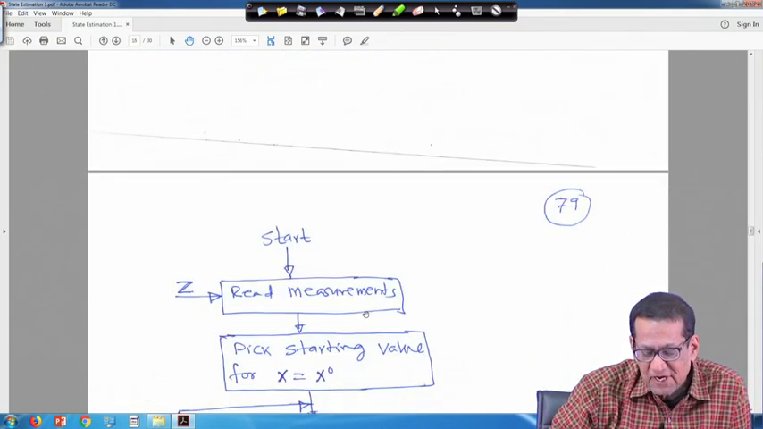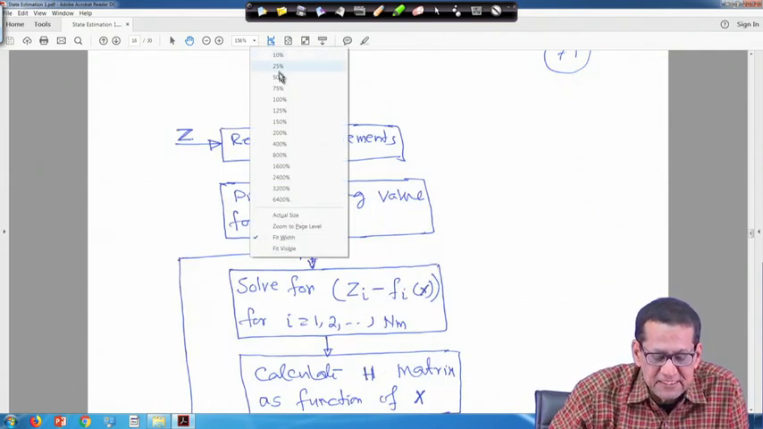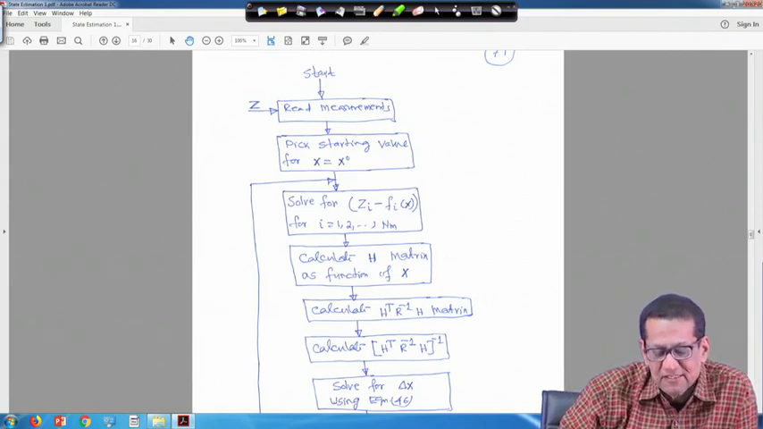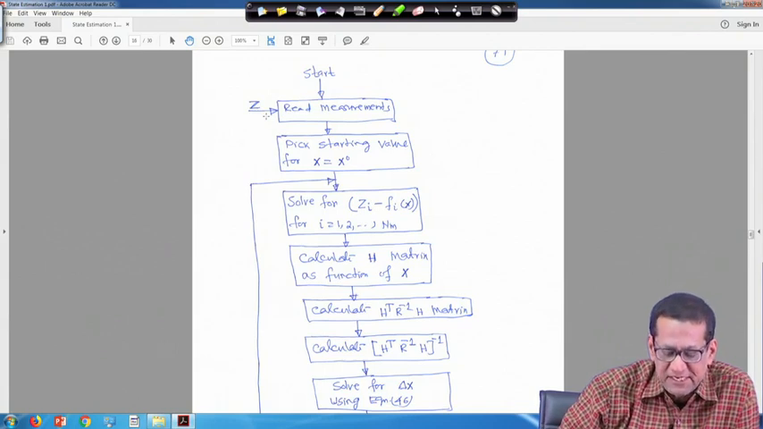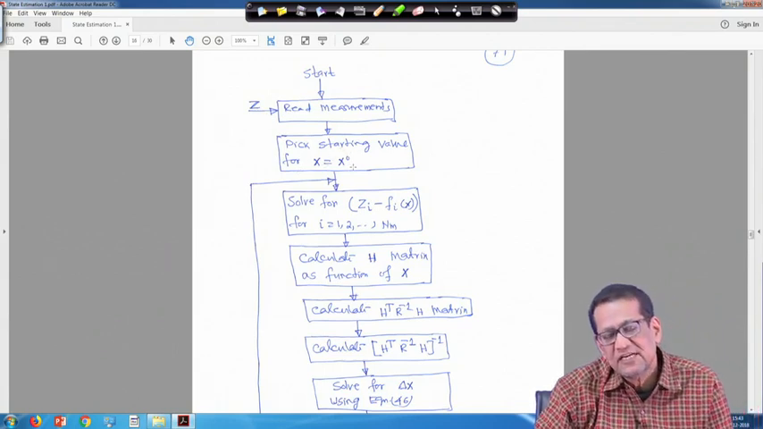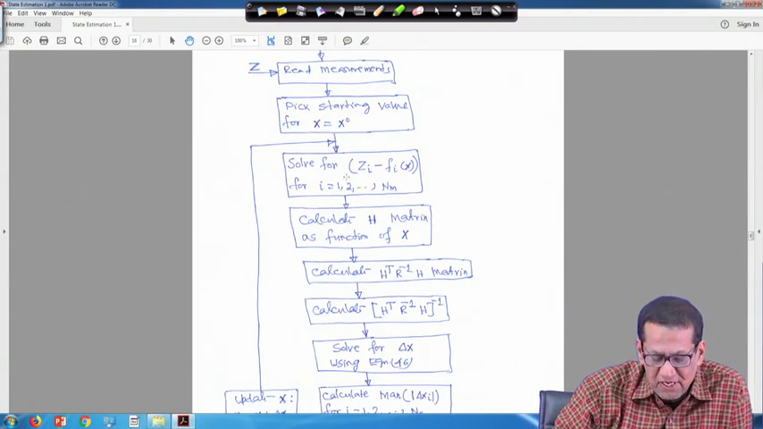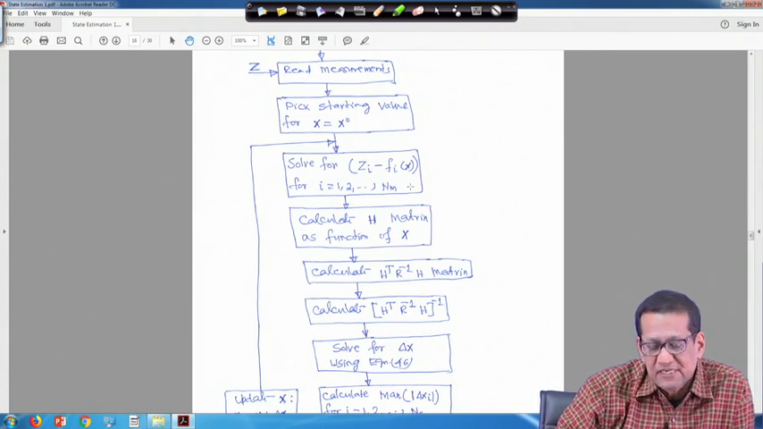Now, if we come back to this, let me just reduce the size. So, first you have to start, then read measurements, that means all the z measured values, all the measurement data you read, then pick a starting value x is equal to x naught, right. Superscript is given, x is equal to x naught. Then you solve for z i minus f i x for i is equal to 1 up to n m, the number of measurements, right.